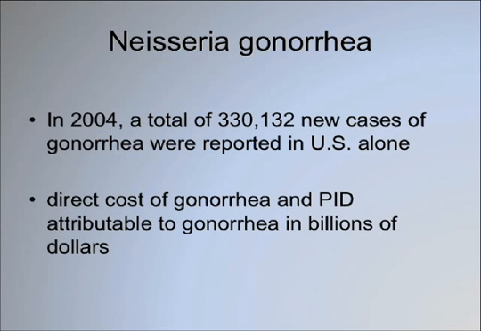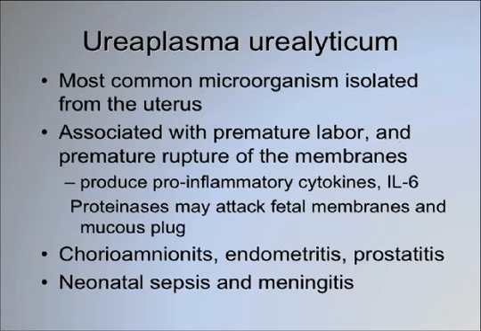I want to spend a little bit of time talking about ureaplasma. This is the most common microorganism isolated from the uterus. It is associated with premature rupture of the membranes and premature labor. What happens with a ureaplasma infection is that a host of pro-inflammatory cytokines are released. IL-6 and proteinases are released. Those proteinases affect the mucus plug in the cervix. The mucus plug is an amazing anatomical structure that prevents the ascension of bacteria present in the vagina, lots of bacteria present in the vagina. It prevents the ascension of bacteria up into the uterus, which is a completely aseptic environment during pregnancy.